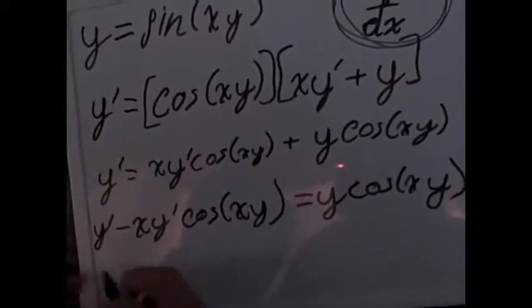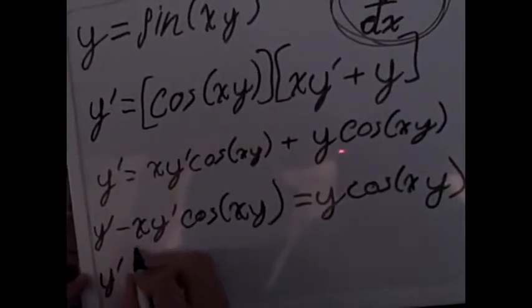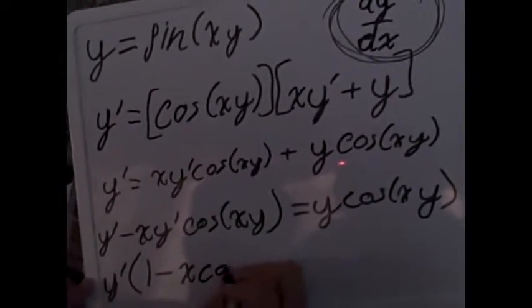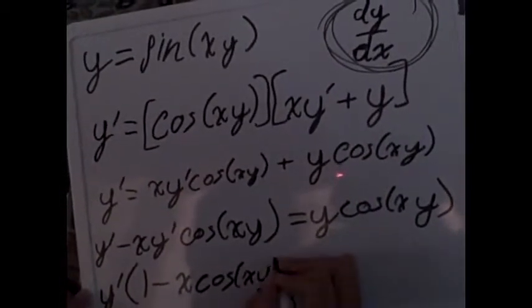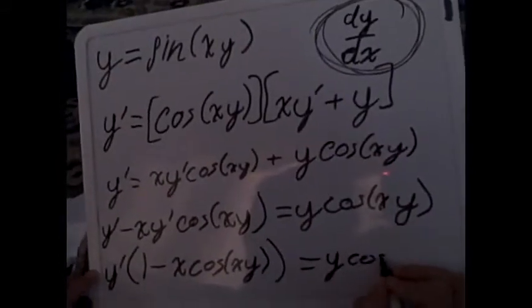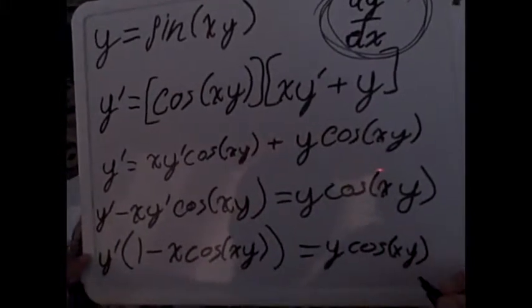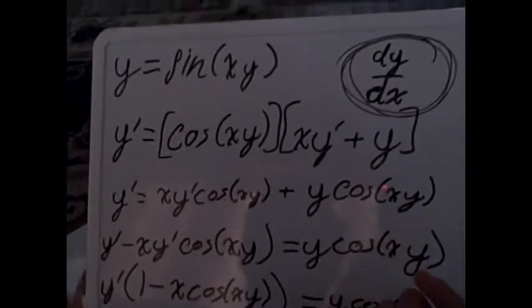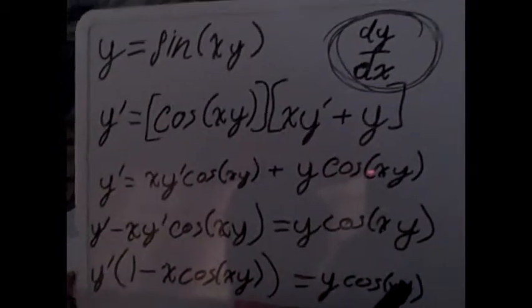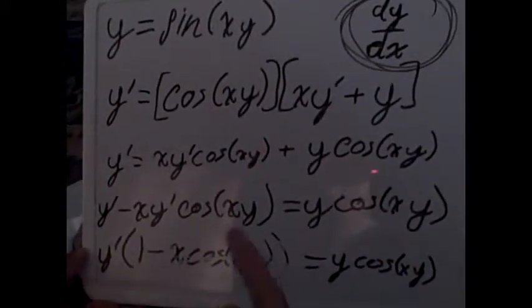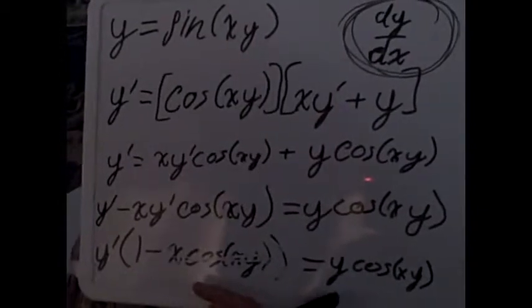Now we go to the F, which is to factor. So we factor out the y prime. If we do that, we get y prime, parentheses, 1 minus x cosine xy, which is equal to y cosine xy. Now we go to the last letter, which is S. So we just solve it out. How do we get rid of this guy? We divide it on both sides.